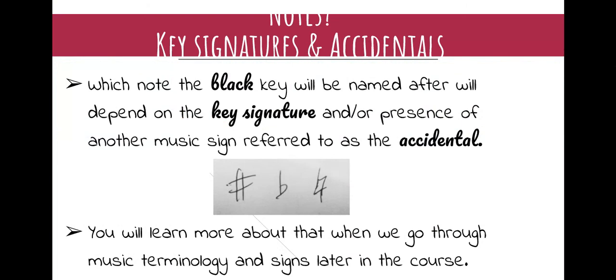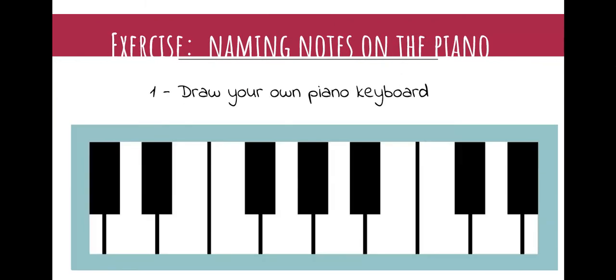So, what about the notes, key signatures, and accidentals? Which note the black key will be named after will depend on the key signature of the piece of music and or the presence of another music sign referred to as an accidental. It could be a sharp, it could be a flat, or it could be a natural. You will learn more about those signs when we go through music terminology later in the course.